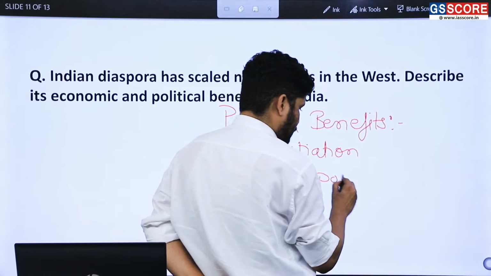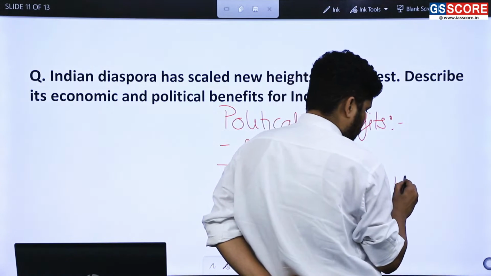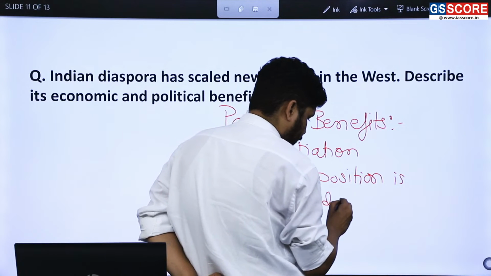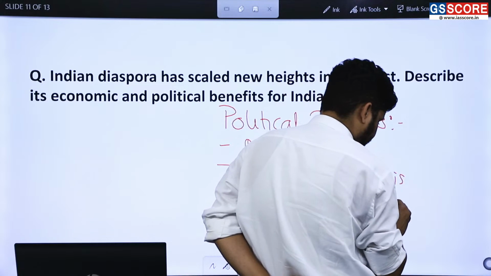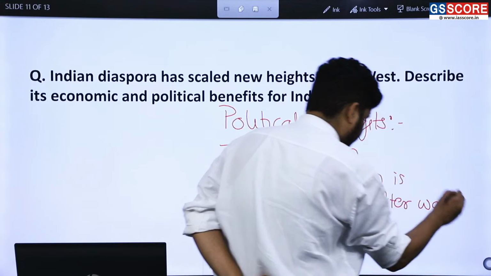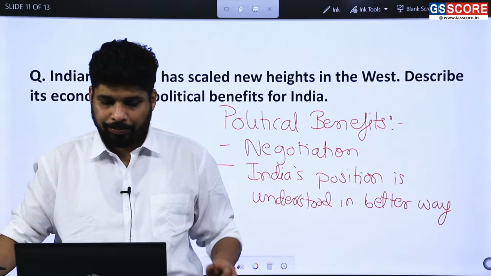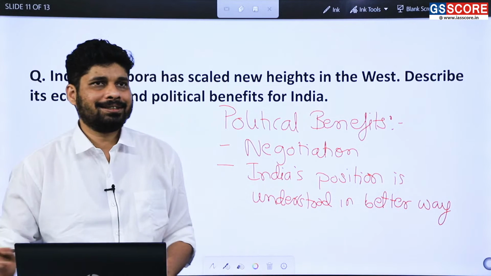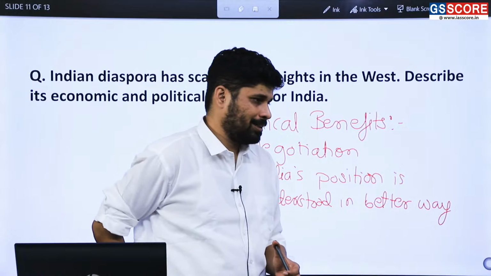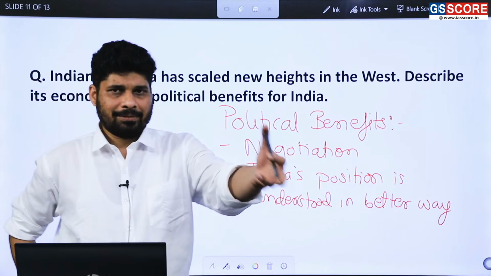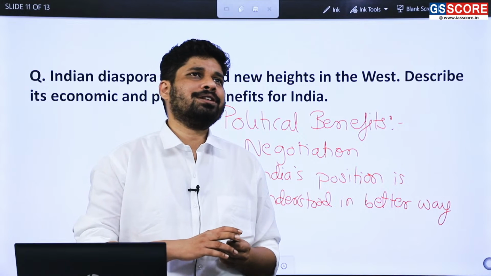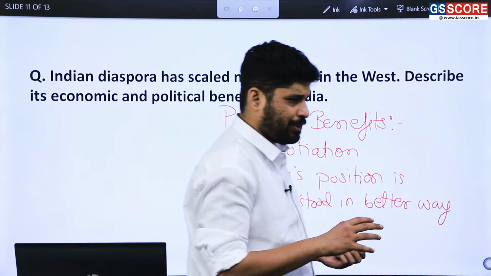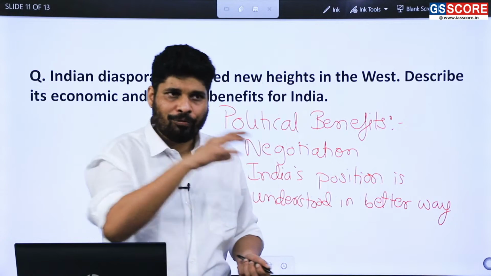India's position is understood in a better way. ठीक है, so be it climate change, be it negotiations over climate change, be it India's position with respect to international trade, that means in WTO, or be it India's position with respect to global economy. What do we see? There is better sensitivity of world organization towards India.